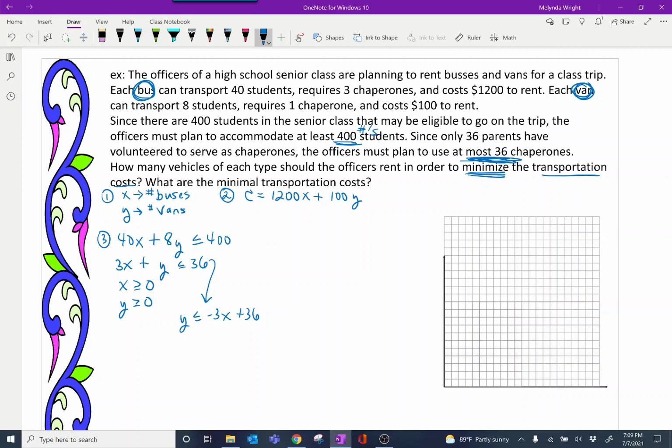Okay, so let's work on this one in a different color. This one we'll make green. So we've got 8y is less than or equal to negative 40x plus 400. Dividing everything by 8, y is less than or equal to, let's see, 40 divided by 8 would be a negative 5x, and 400 divided by 8 is 50. So I need a scale that would reach 50.